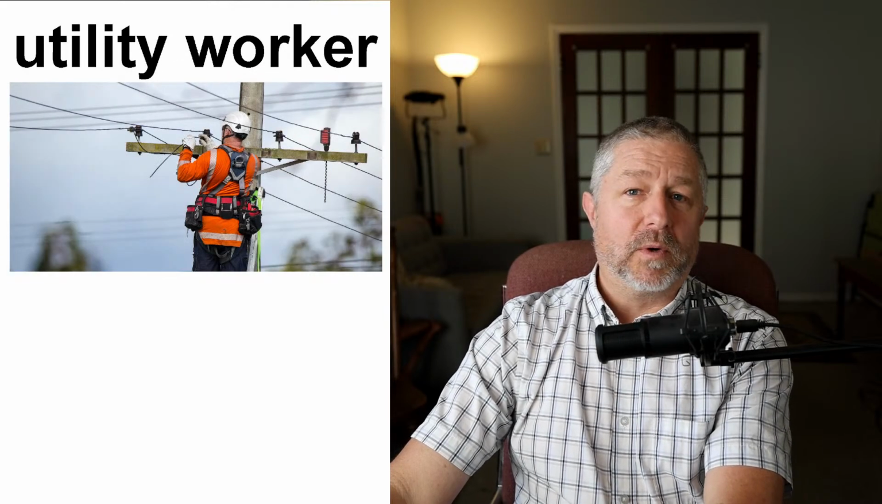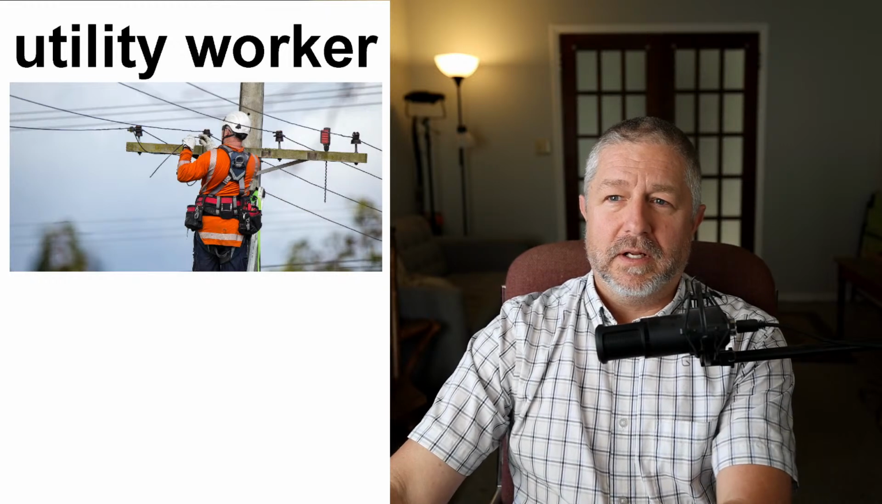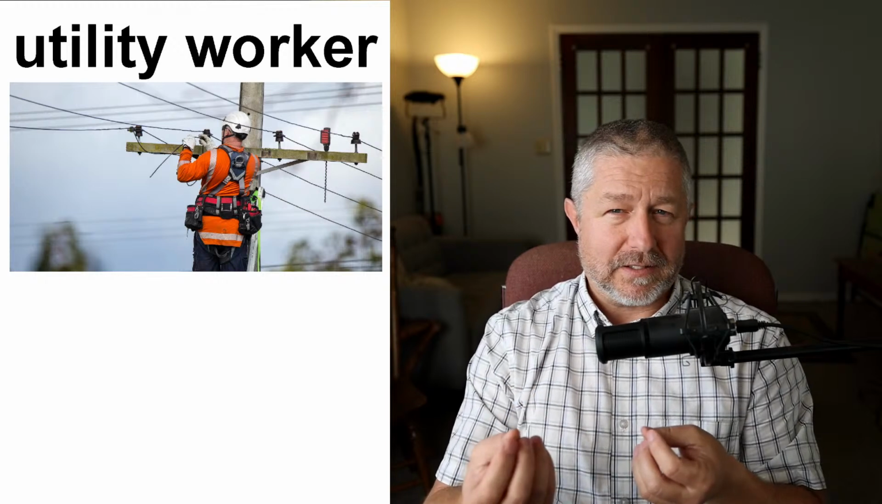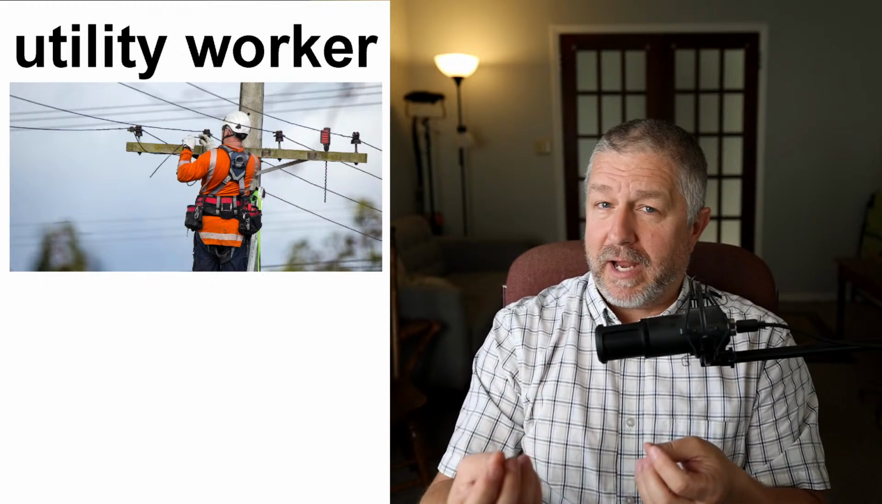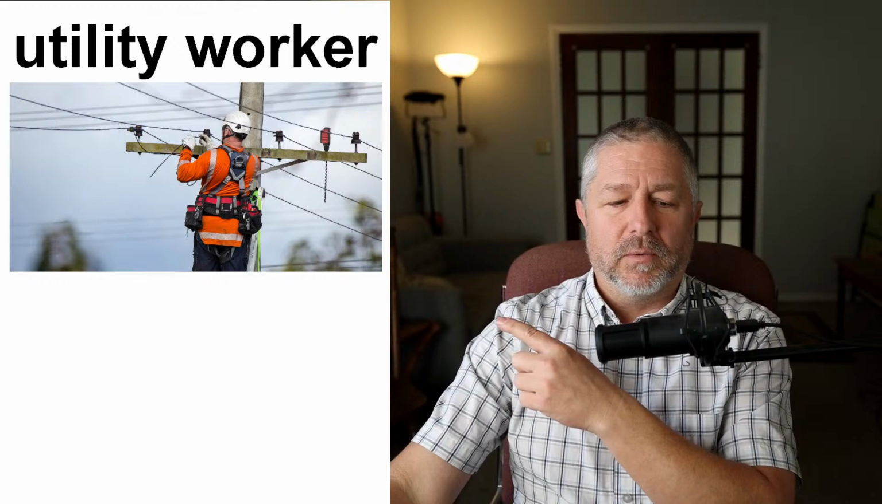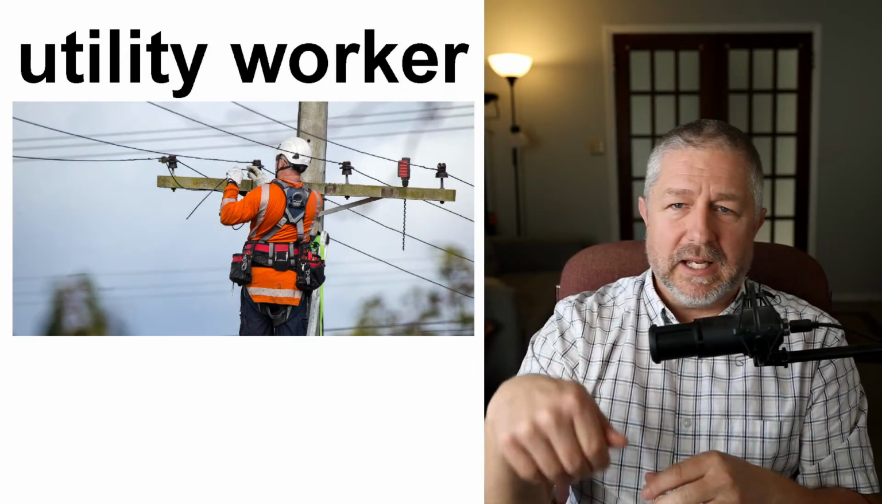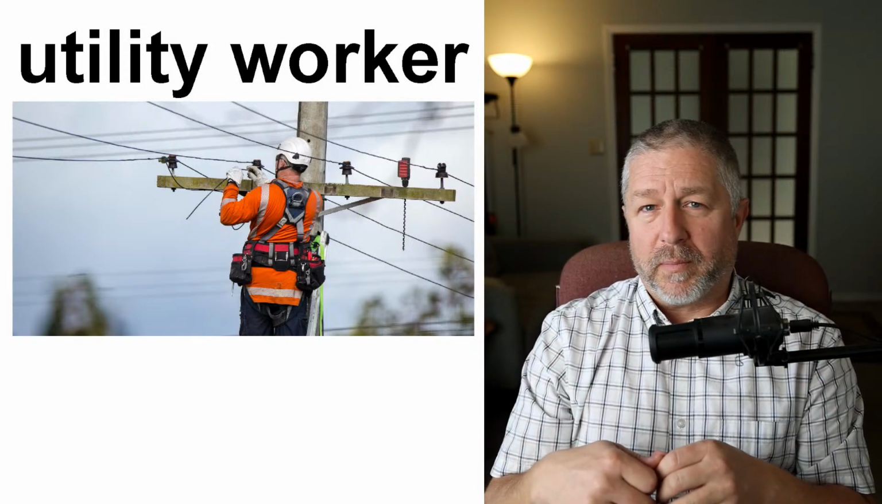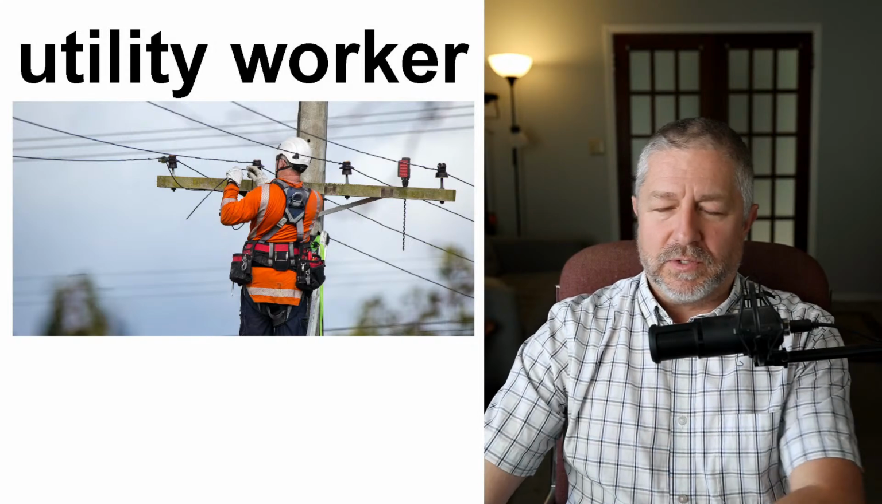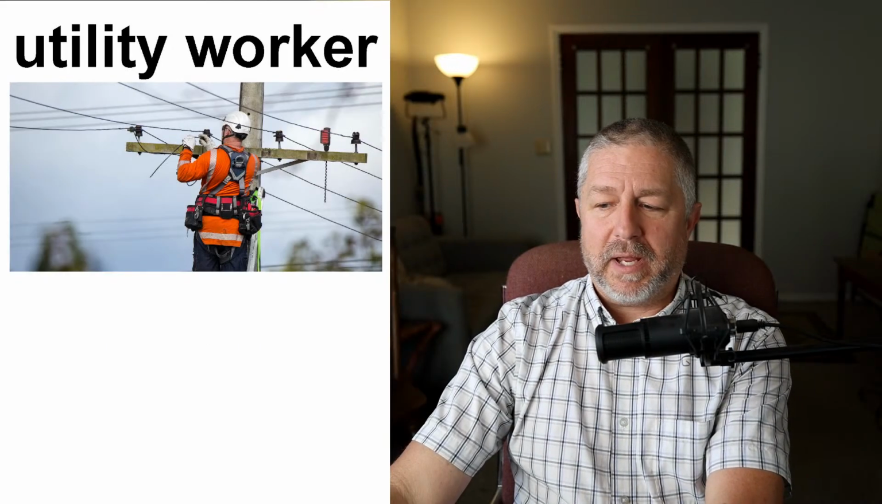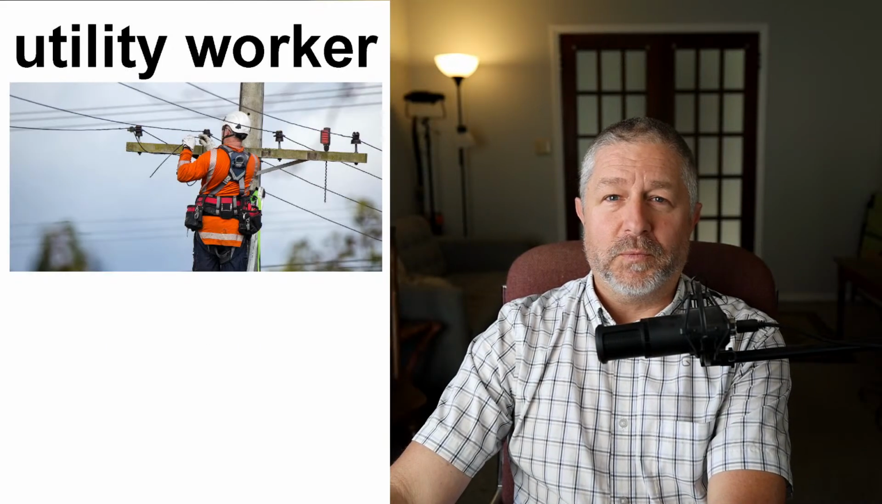And then the people who work on this are called utility workers. They might install utilities. They might do maintenance on utilities. They might repair utilities. But a utility worker is someone who climbs utility poles. They sometimes dig in the ground to fix wires or pipes that are underground. A utility worker is the person or the people who make all of this stuff work.